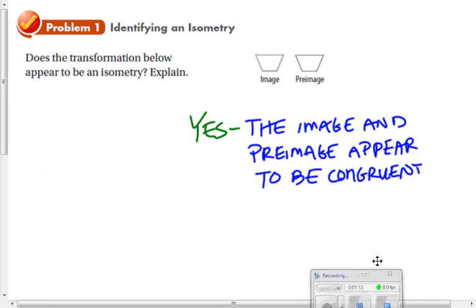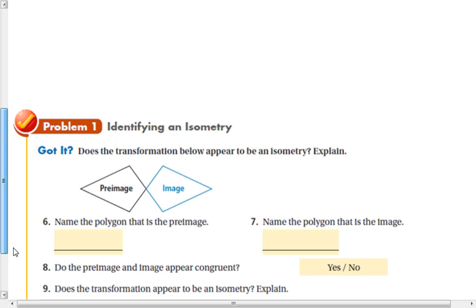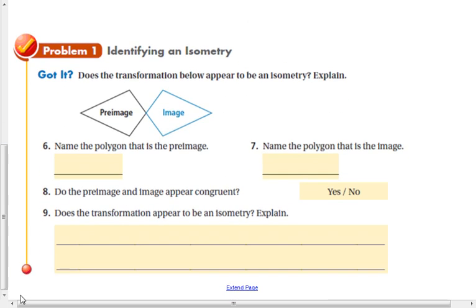All right, try that. Fill in 6 through 9, and I'll check back with you.